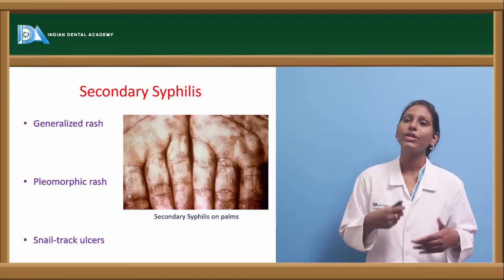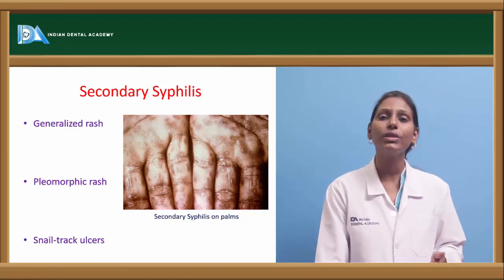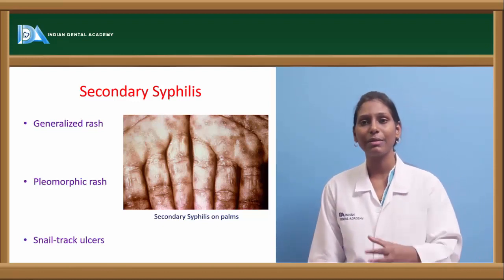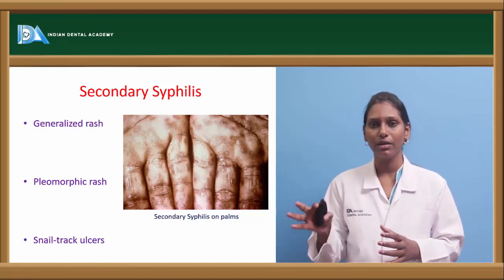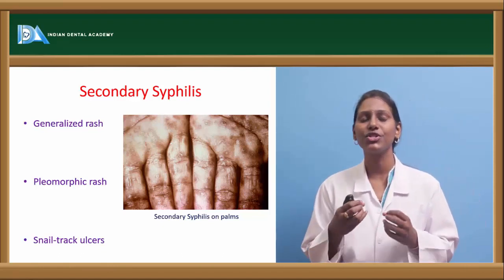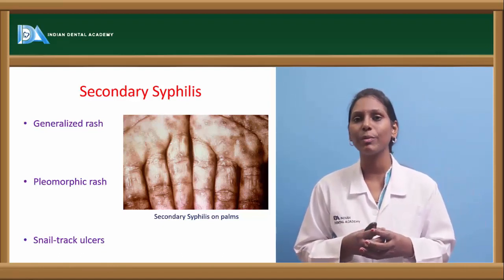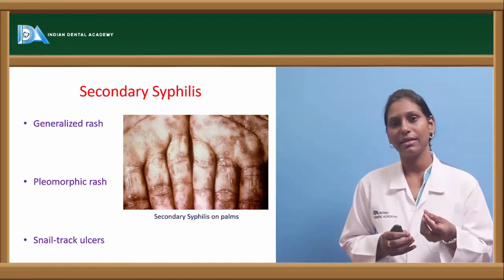Now, when we go into secondary syphilis, it usually occurs 2 to 3 months after primary syphilis occurs. Actually, to tell you, it is in between 1 to 6 months. Secondary syphilis usually manifests with a generalized rash, again a pathognomonic feature. This generalized rash can have a brownish discoloration.